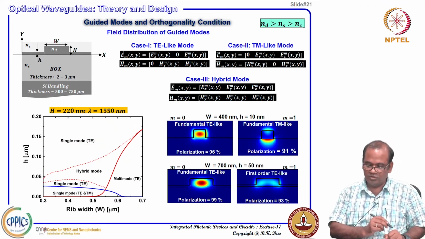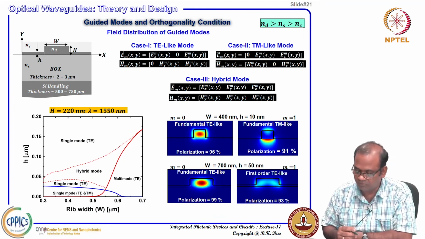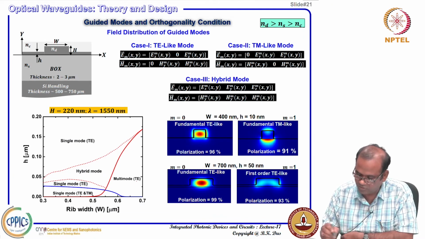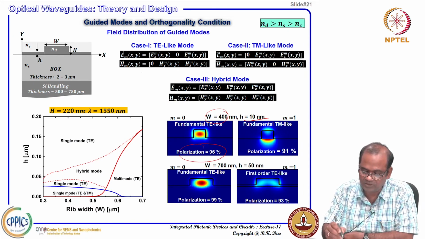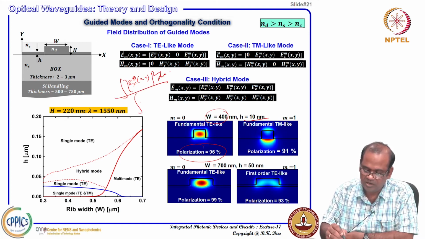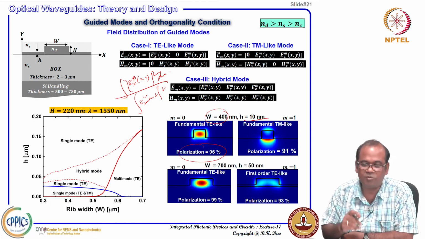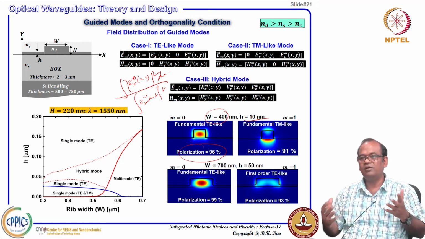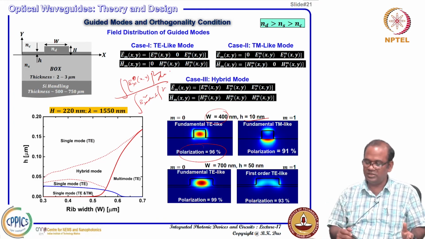Okay, fine. Now, we have calculated that when I consider W equal to 400 nanometer and H equal to 10 nanometer, and find the solution for m equal to 0, you get a TE-like mode, because the polarization fraction is 96%. That is the integral of Ex squared dx dy divided by the integral of Ex squared plus Ey squared dx dy, which is 96%. That means the Ex component is 96% of the total, which is why we consider this a TE-like mode.